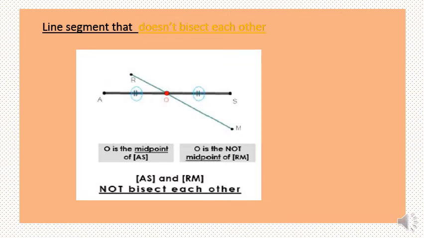Okay, but what if I have these two diagonals? They don't intersect at the same point. Look, O is the midpoint of AS, but O is not the midpoint of RM. Look, OR is not equal to OM. Can I say these two diagonals bisect each other? No, AS and RM don't bisect each other. They just intersect. They meet each other, but they don't bisect because they don't intersect at the same midpoint.